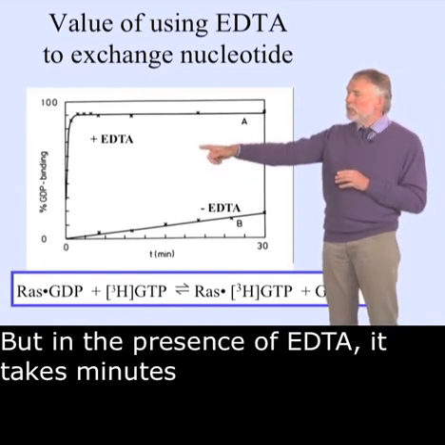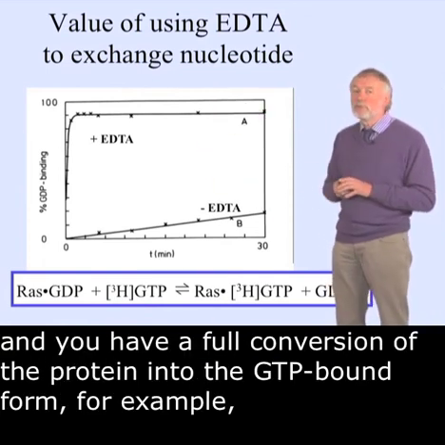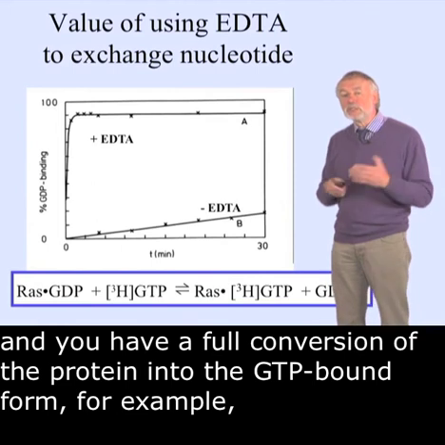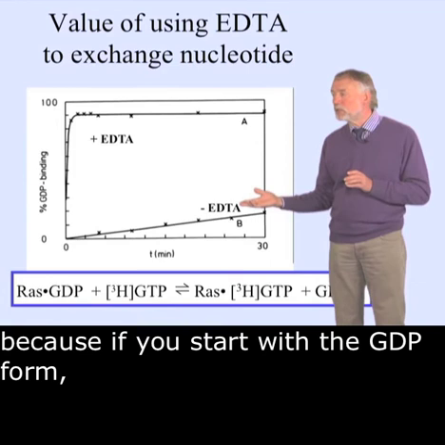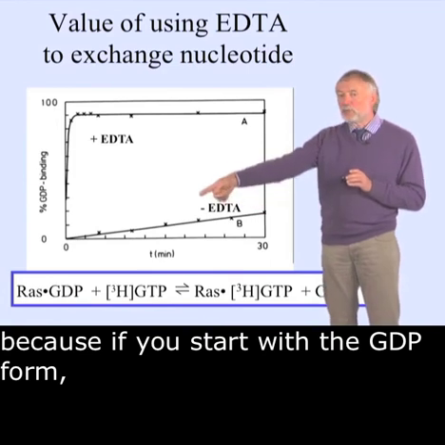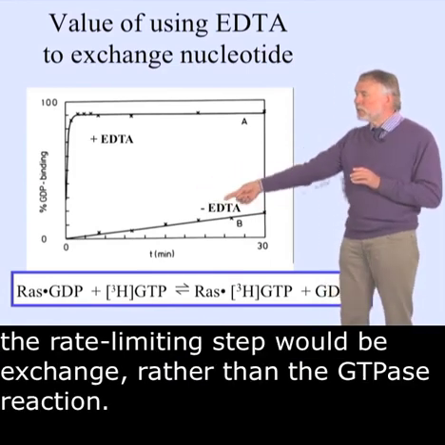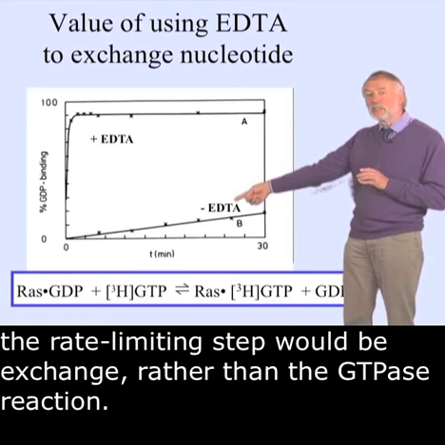But in the presence of EDTA, it takes minutes, and you get a full conversion of the protein into the GTP-bound form, for example, if you want to analyze the GTPase reaction. Because if you would start with the GDP form, the rate-limiting step would be exchange rather than the GTPase reaction.